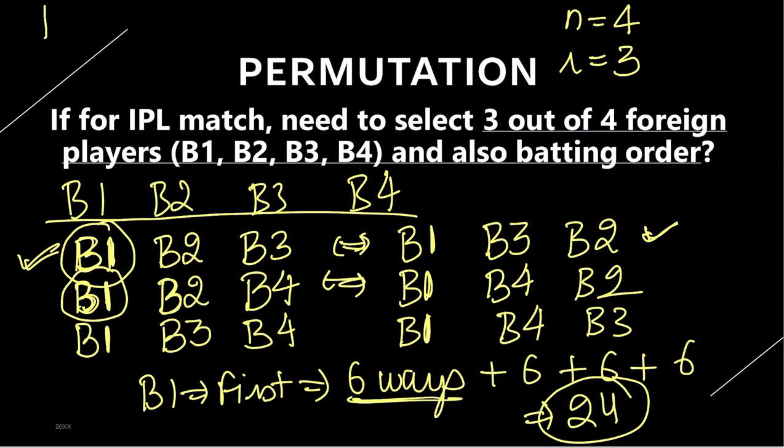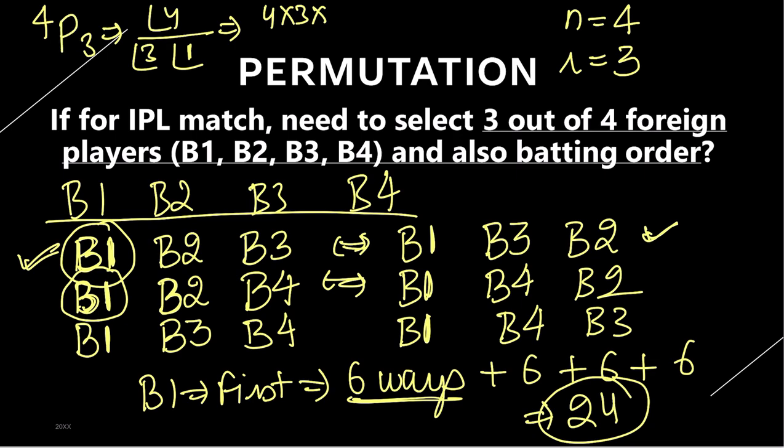Or you can check it as well. 4C3, that is 4 factorial divided by 3 factorial into 4 minus 3, 1 factorial. Oh, not C. Here, since the order matters, we are using P. Since the batting order matters, right? So if the batting order matters, the formula is n factorial divided by n minus r factorial. So I will get 4 into 3 into 2 into 1 divided by 1, which is 24 ways. I hope this is clear.